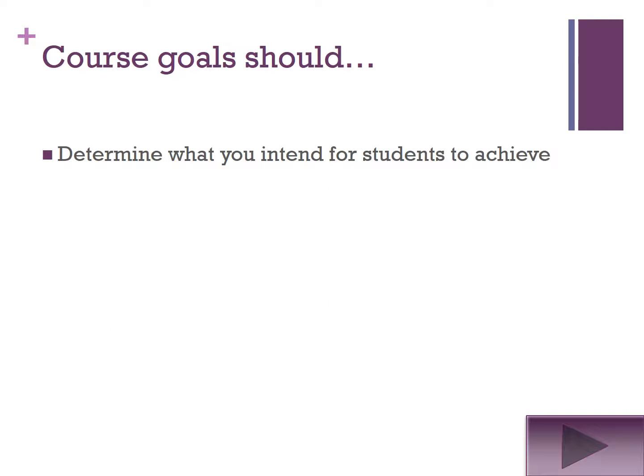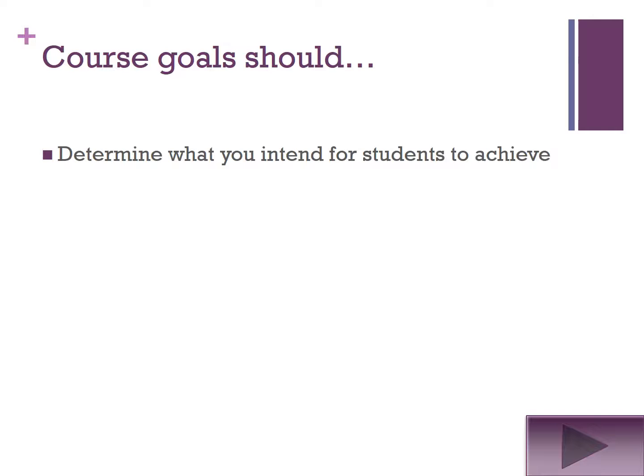Before you start thinking about daily objectives or assessments or assignments or activities, you really do have to consider the overall goals of the course that you are teaching. What are the end results that you want students to achieve when the semester is over? You have to determine what you intend for them to achieve.